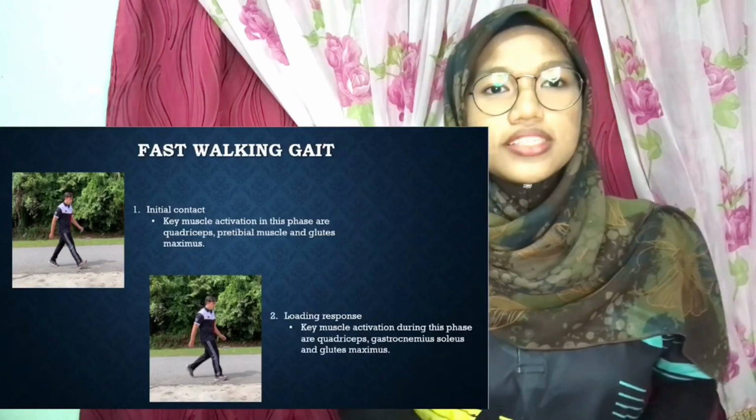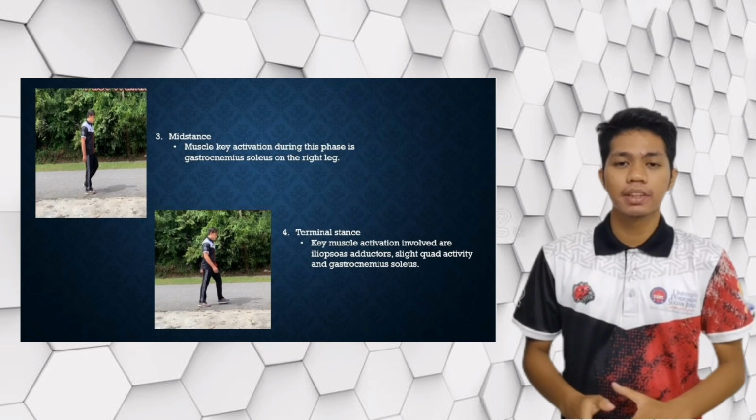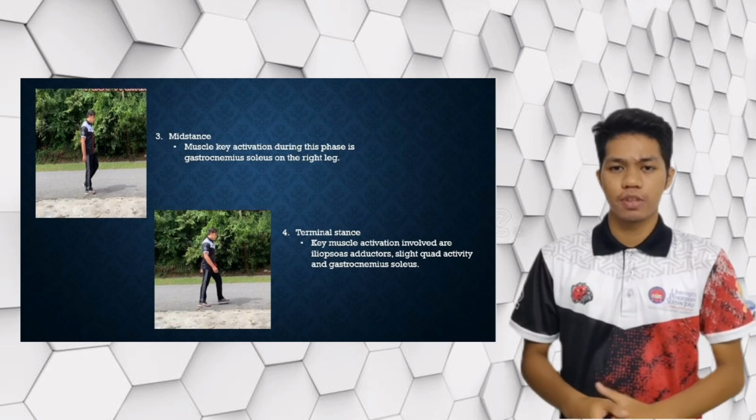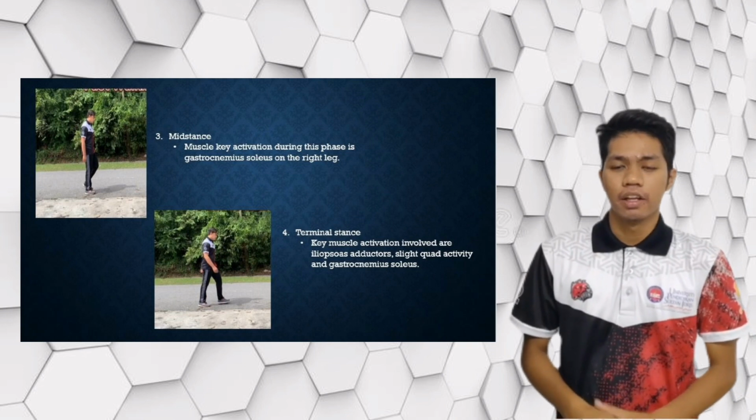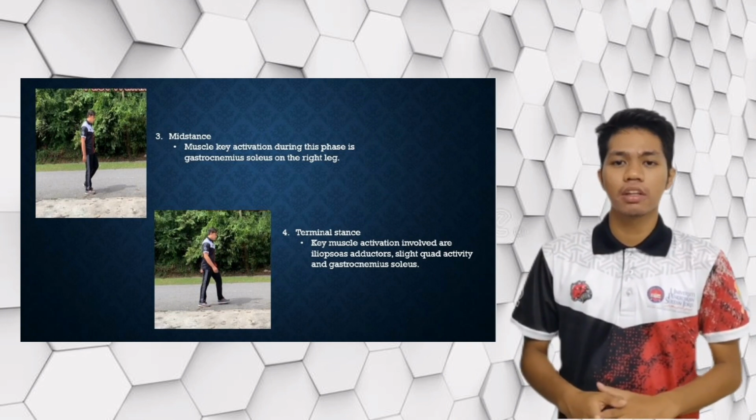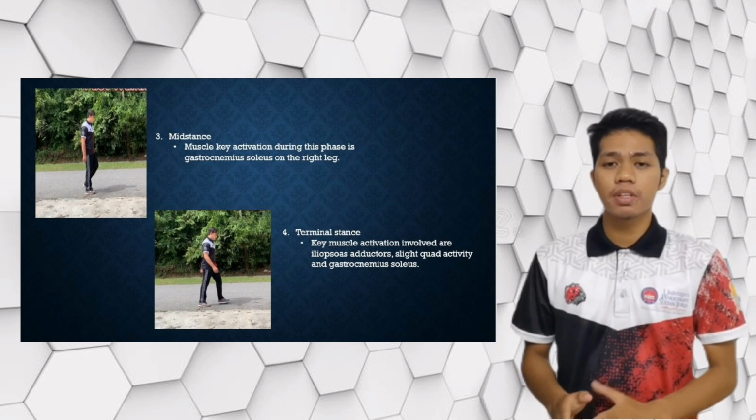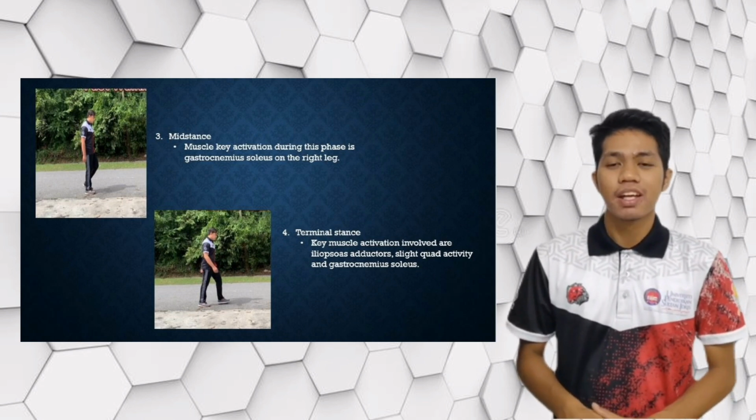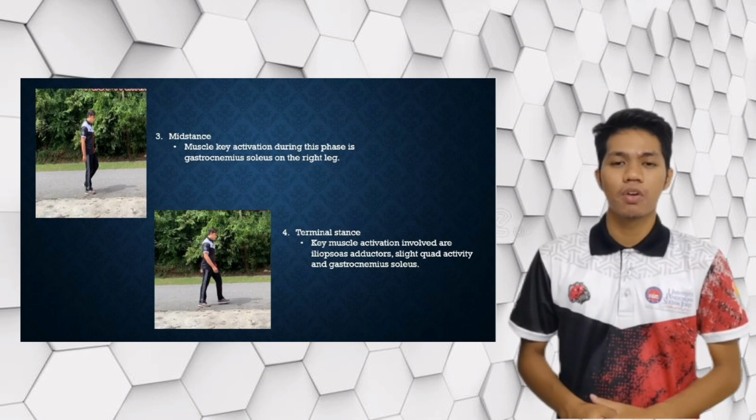soleus and gluteus maximus. Okay, next we will move to the mid-stance. In this phase, the key muscle activation is gastrocnemius soleus on the right leg. It begins when the contralateral extremity lifts off the ground at about 11% of the gait cycle. The mid-stance phase ends when the body is directly over the supporting limb at about 30% of the gait cycle.